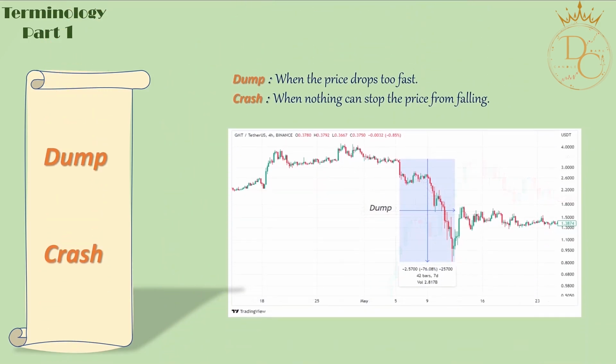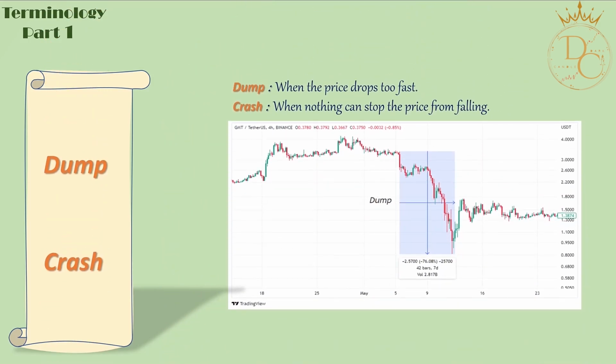Dump and crash. When the price drops too fast, it is called a dump, but when nothing can stop the price from falling, it is called a crash. A crash is a rapid, severe drop in the price of a cryptocurrency, often triggered by negative news or market events leading to panic selling. But a dump refers to a sudden and significant decrease in the price of a cryptocurrency, often due to a large number of sellers in the market.